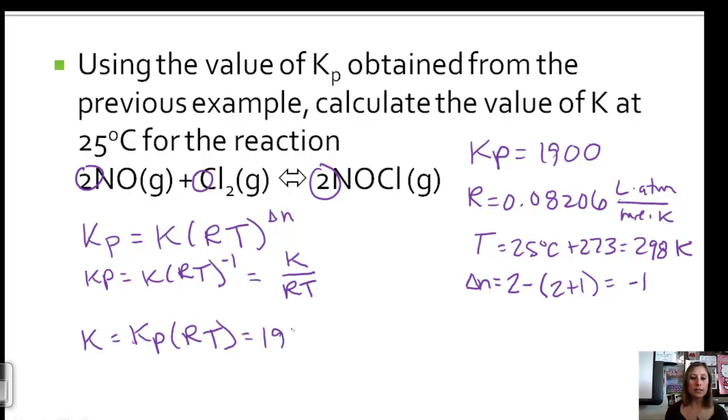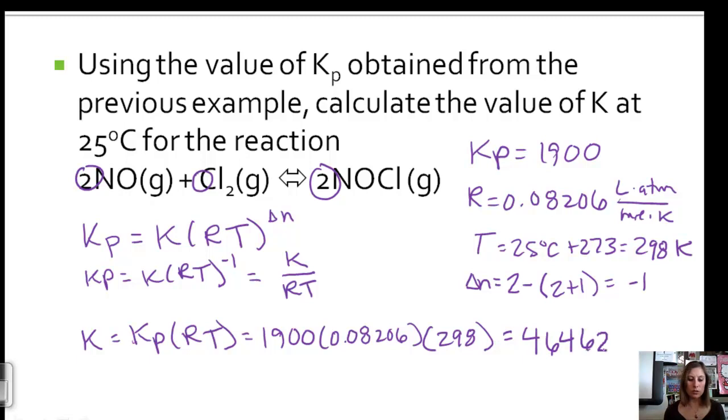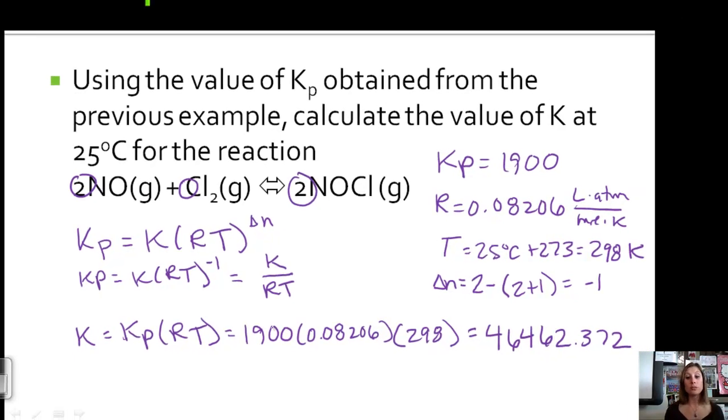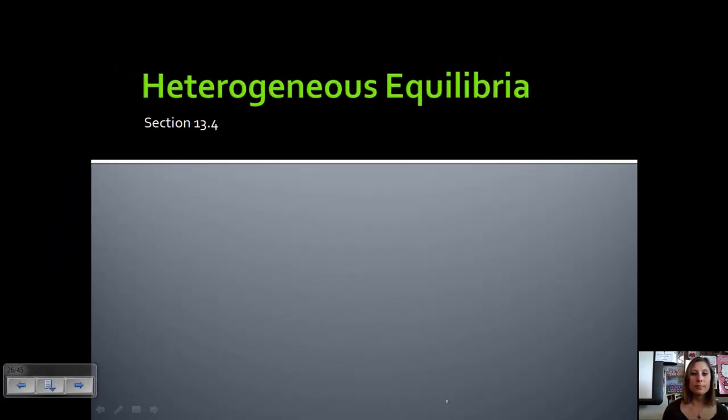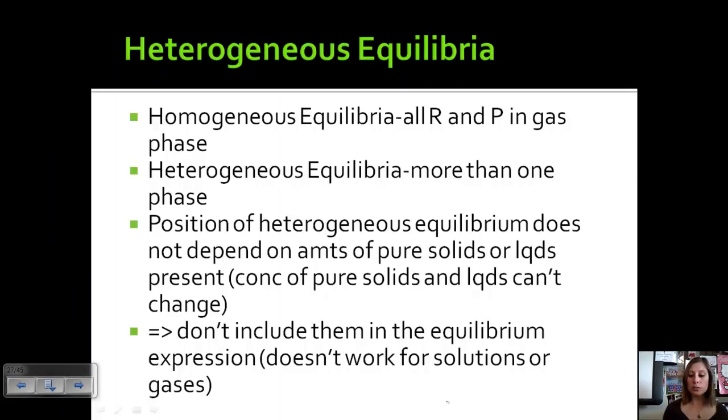So let's plug in 1900 times 0.08206 times 298. And I should get 46462.372. Remember, no units. I've still got two significant figures, so 46000. Or you could also write it in scientific notation.